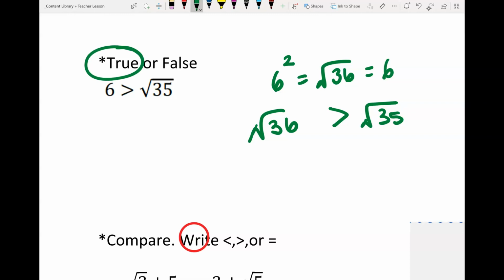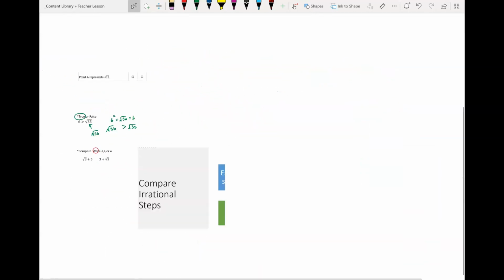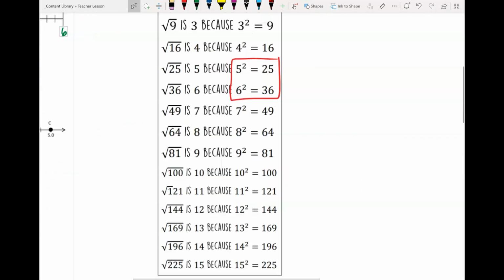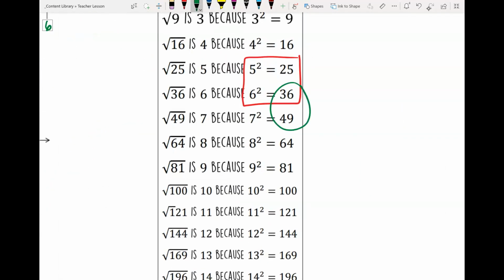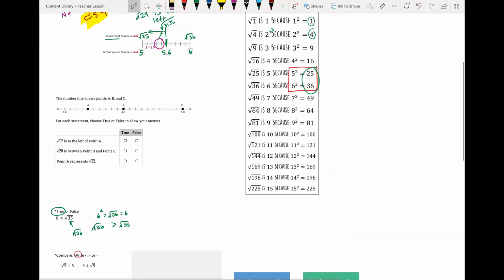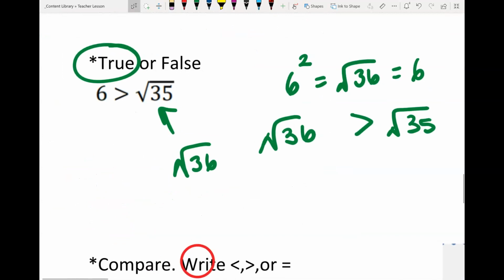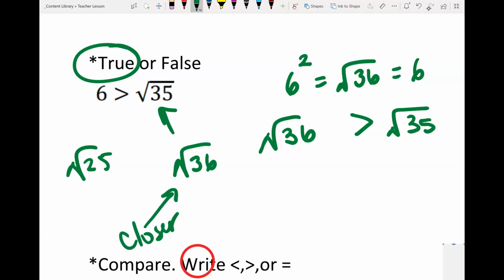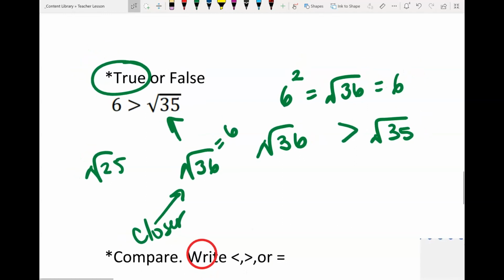Now you can approximate this, and this number should be between 25 and 36, if I look at my perfect squares. But we know it is closer to 36. But it is not equal, because the square root of 36 is already equal to 6. So this is a true statement.